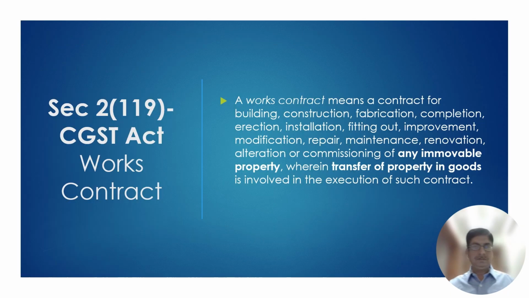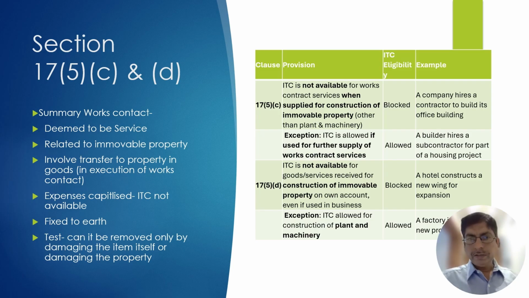Let's move on to the next topic of works contract. See, I will not go into the definition and the explanation part of it. So works contract is a deemed service. This is related only to immovable property. There is a transfer of property in goods while execution of this works contract. This is related to other than plant and machinery.